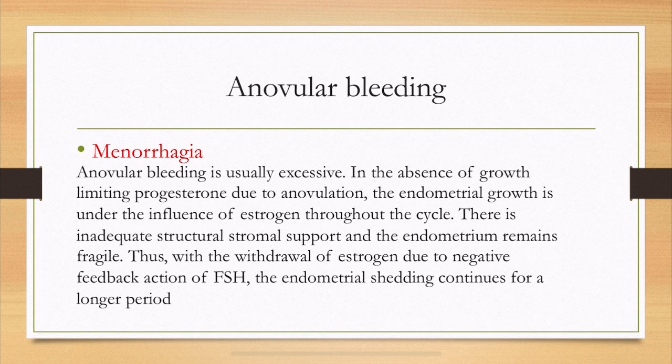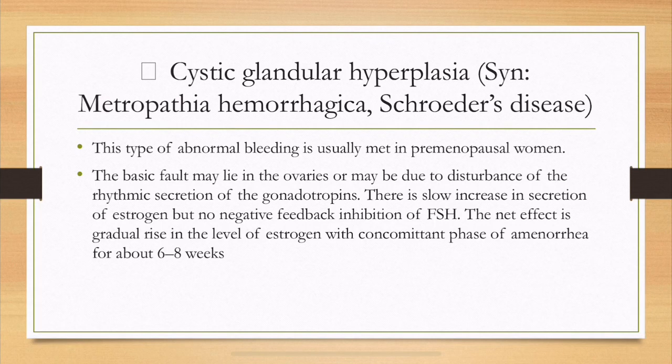There are two subheadings, menorrhagia and cystic glandular hyperplasia. In menorrhagia, what happens? There is absence of progesterone. Since there is absence of progesterone, the endometrium is only under the influence of estrogen, with no structural stromal support, so the bleeding is heavy. Cystic glandular hyperplasia: the synonym is Metropathia hemorrhagica, Schroeder's disease.